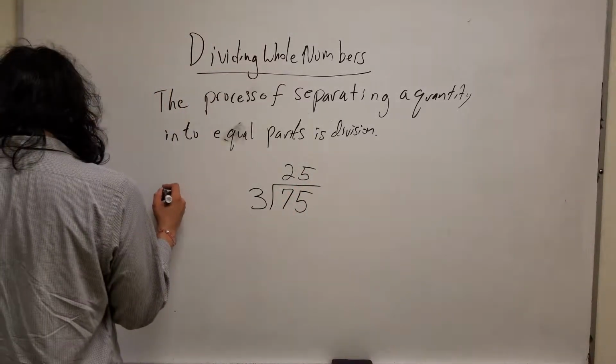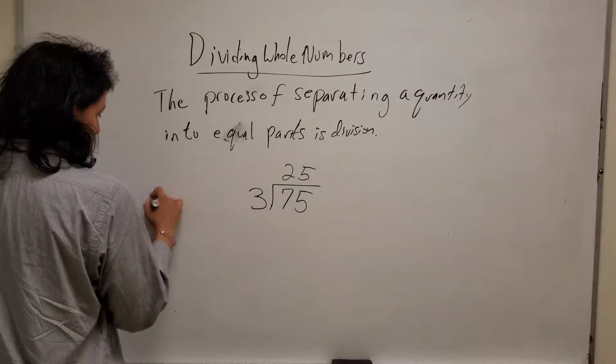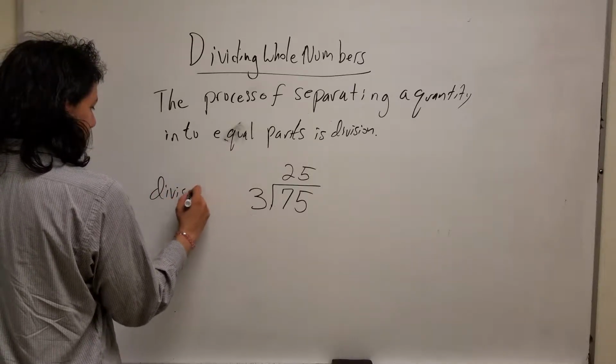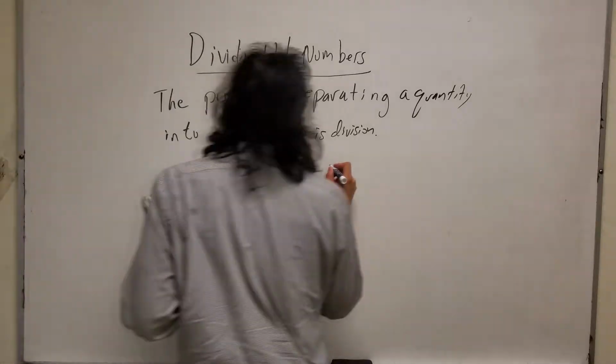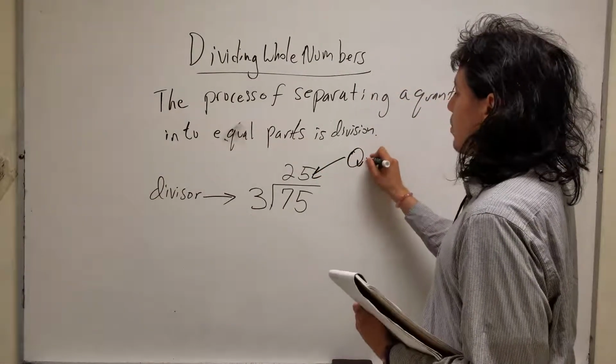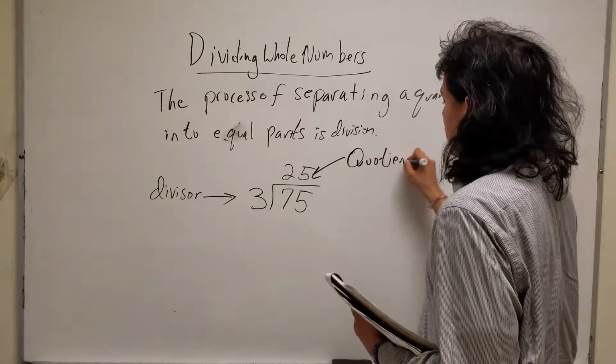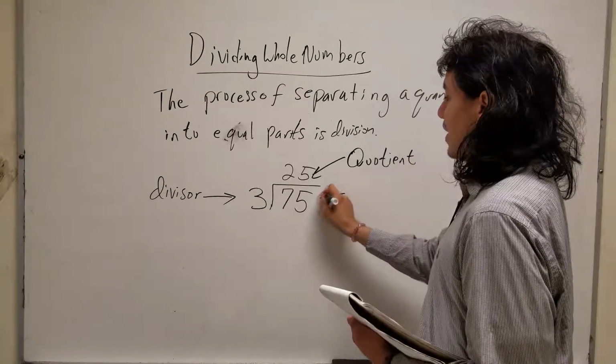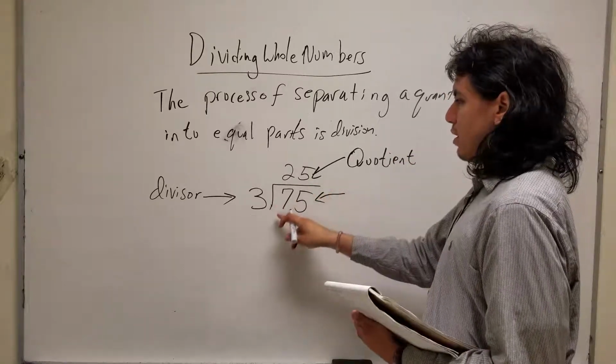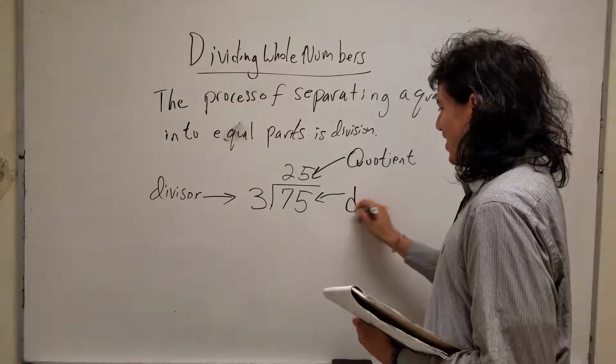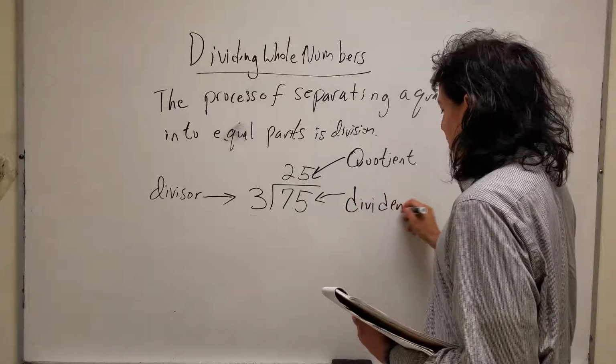So first off, the 3 in the front is called the divisor. The number on top is called the quotient. And the number inside the bar is called the dividend.